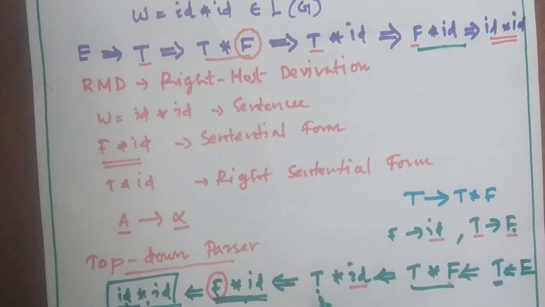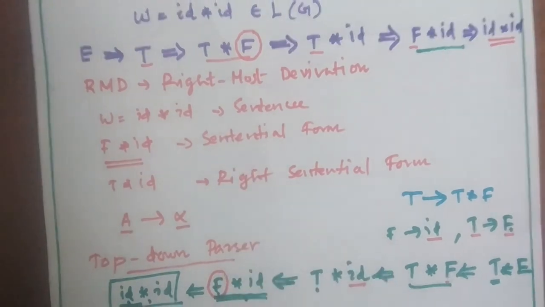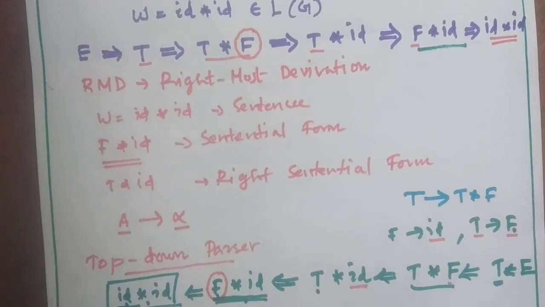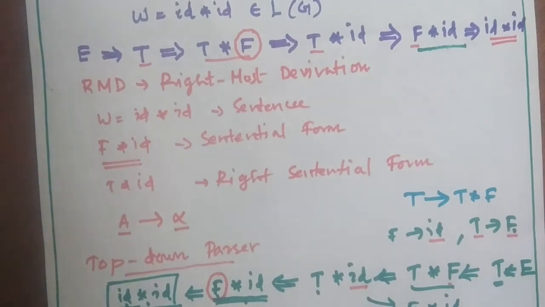If you take T as the substring, which matches the production E gives T, and you replace T by E, that means you are replacing E star ID, replacing T by E, then we can't reach the start symbol. Then we can't construct a valid parse tree. That means there may exist many substrings, and all substrings are not valid.